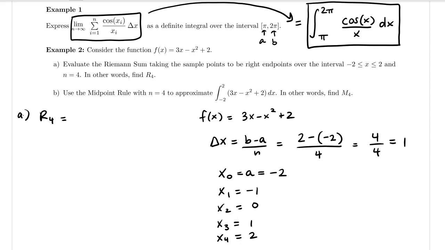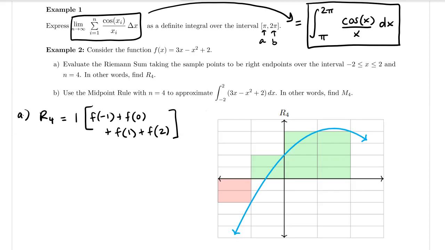And now what we want to do is think about the width. So for R sub 4, all the widths of our rectangles are going to be 1. And then if we're using right-hand endpoints, the height of my first rectangle is going to be f of -1. The height of my next rectangle will be f of 0. My next rectangle will have a height of f of 1. And then my last rectangle will have a height of f of 2.